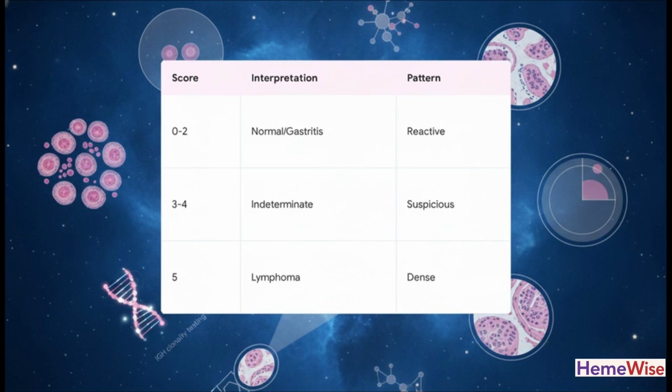Applying the Wotherspoon criteria to that initial biopsy, a score of 5 is your confirmation. You'll see a dense, monotonous infiltrate with those prominent destructive lymphoepithelial lesions we talked about earlier. Conversely, scores of 0 to 2 point toward normal mucosa or just reactive gastritis. But beware of scores 3 and 4. These are indeterminate gray areas.